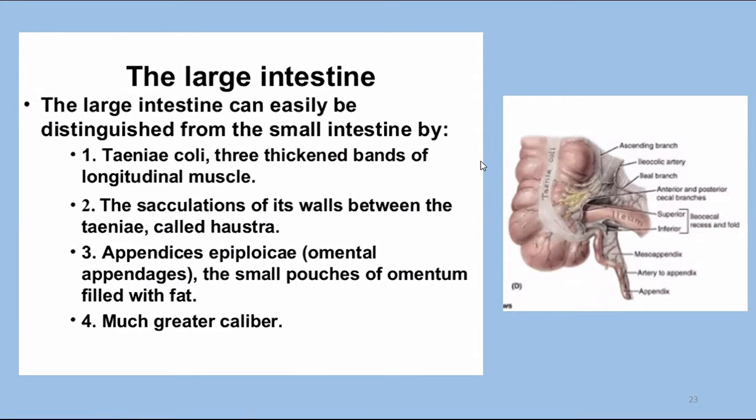The large intestine can easily be distinguished from the small intestine by the taenia coli, which are three thickened bands of longitudinal muscle. Also, we can see the sacculations within the walls, known as the haustrations. We also see appendices epiploicae, which are omental appendages, small pouches of omentum filled with fat, yellowish structures along the length of the colon. And the large intestine, as the name implies, is larger in caliber compared to the small intestine. So those are the distinguishing features.